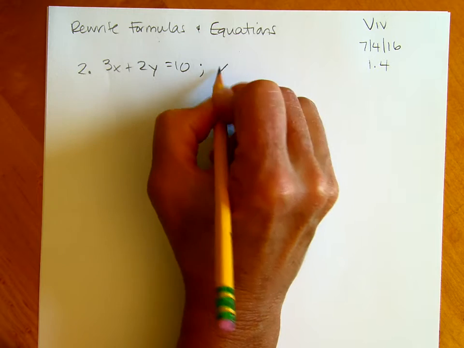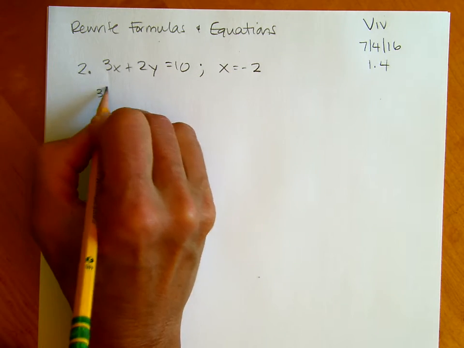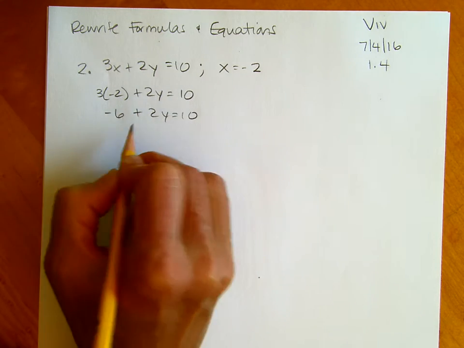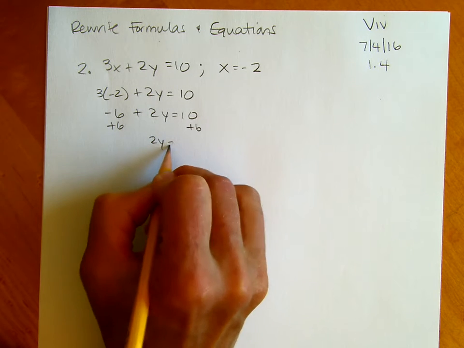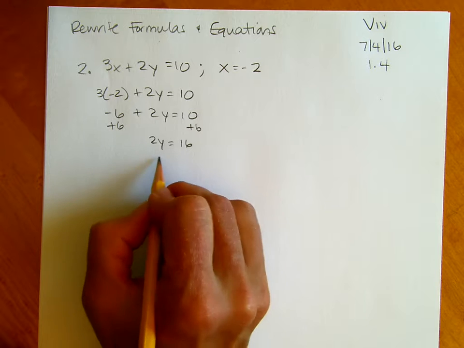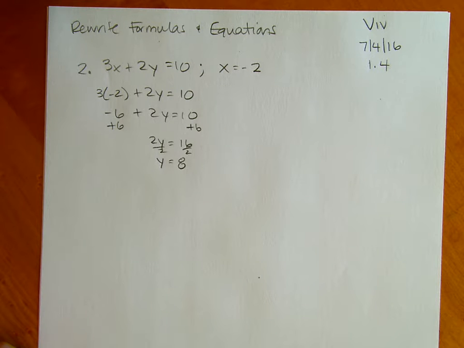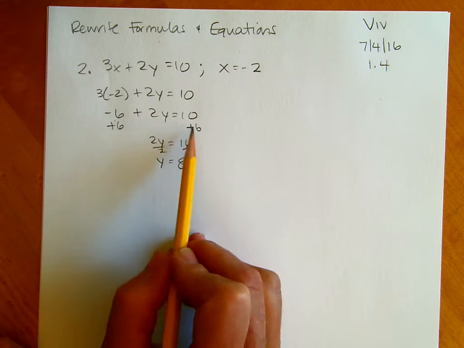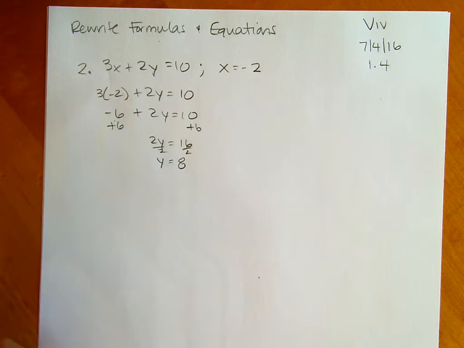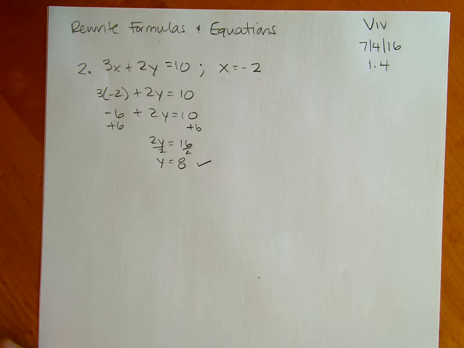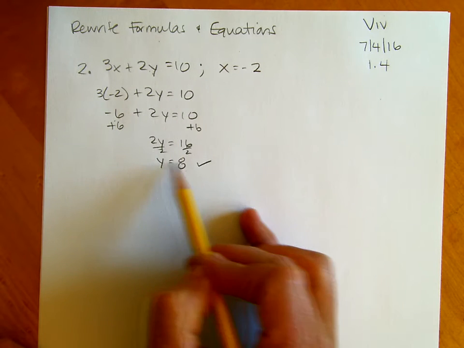3x plus 2y equals 10, and then they give you a value, x equals -2. So in this case, they say plug in the value and solve. 3 times -2 is -6. Add 6 to both sides. Y is 8. Oh yeah, y is 8. So 3 times -2 is -6, plus 16 is 10. That works. So in this case, I plugged in the value and then solved for y.